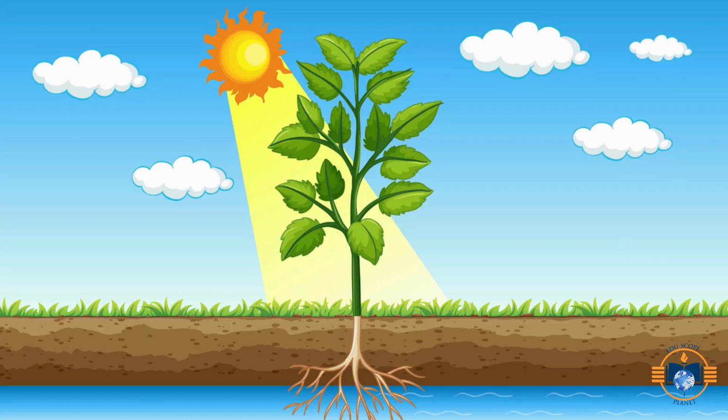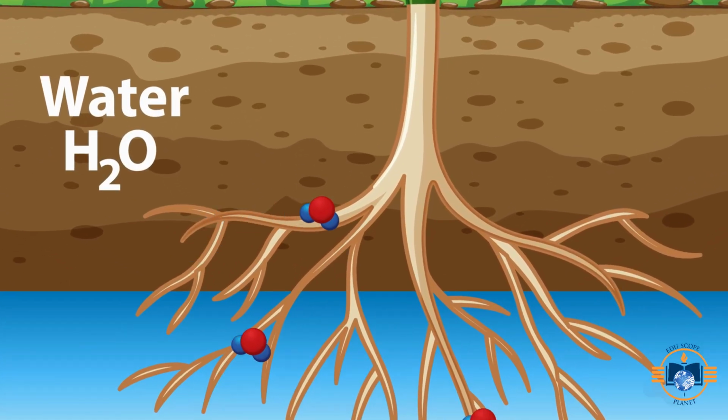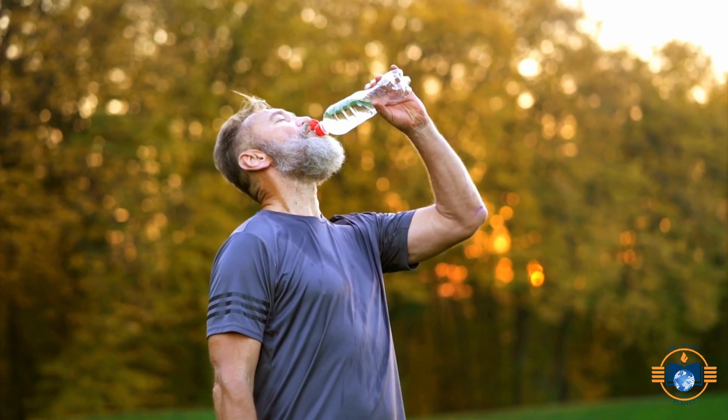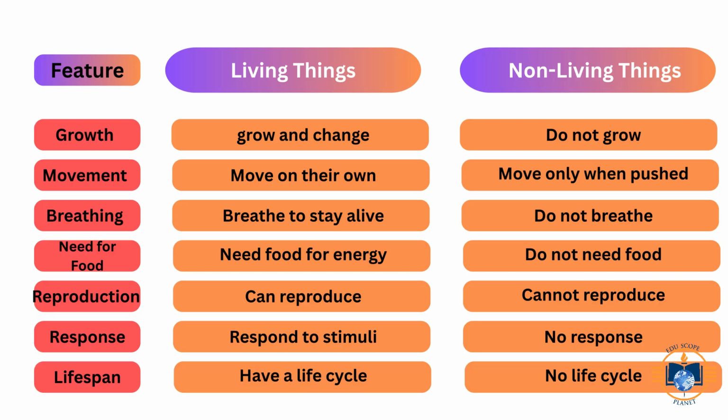While non-living things may not have life, they play a big role in supporting life. Air helps us breathe, water keeps us alive, and sunlight helps plants grow. Let's clearly see how they differ based on feature, living things, non-living things. Growth. Living things grow and change. Non-living things do not grow.